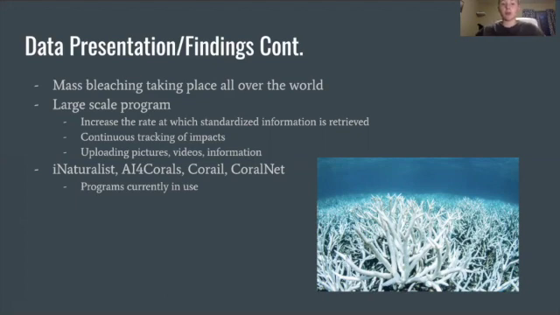So a large-scale program using AI and ML will greatly increase the rate at which standardized information is received, and it will continuously track impacts. And the goal of this is to be able to upload pictures, videos, information all together so that people like you and me can go onto an app and we can look at all this information and see how our reefs have been changing throughout the years.